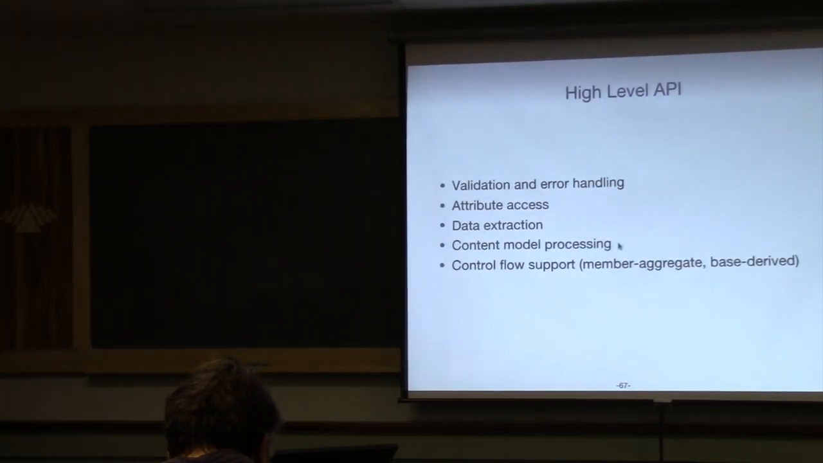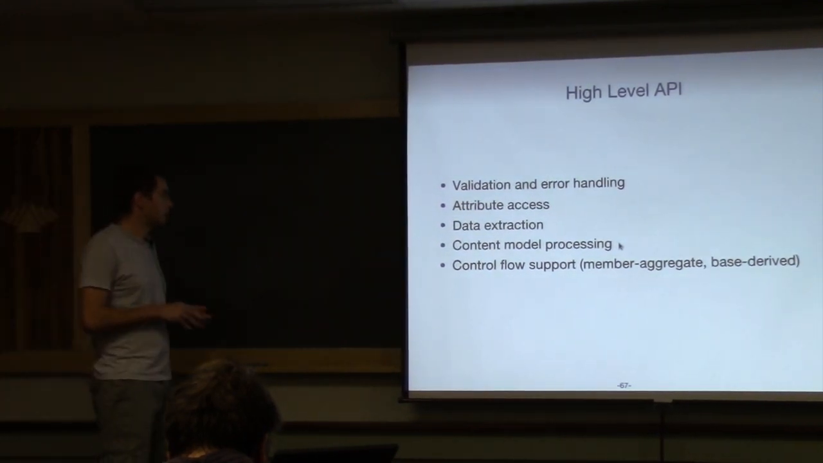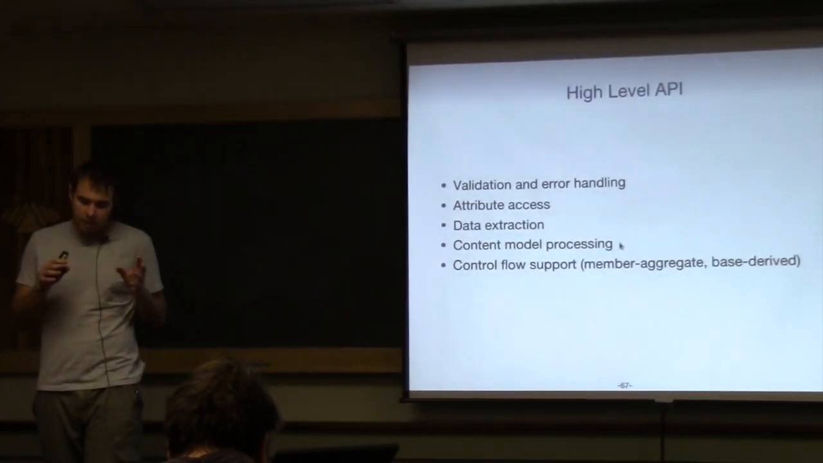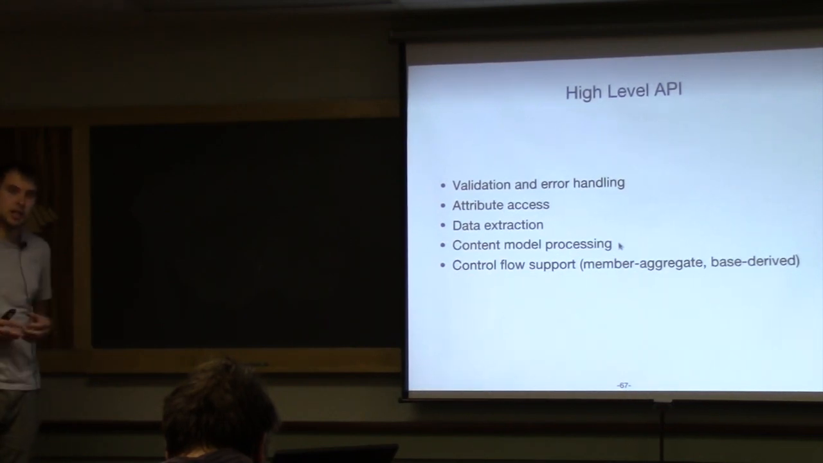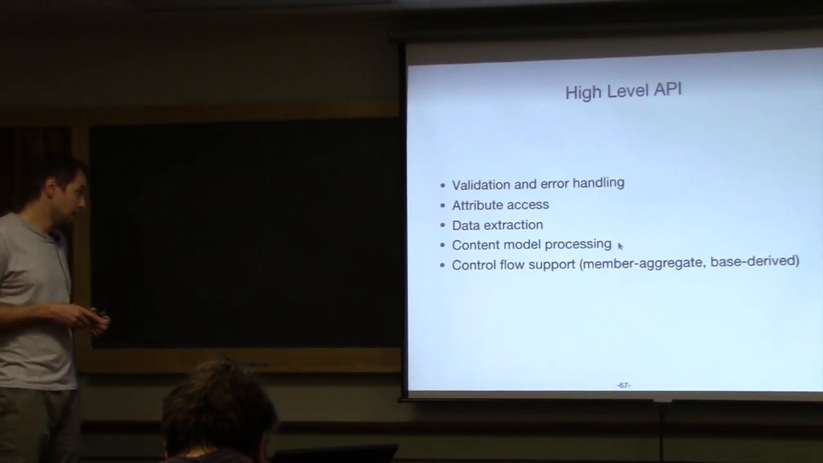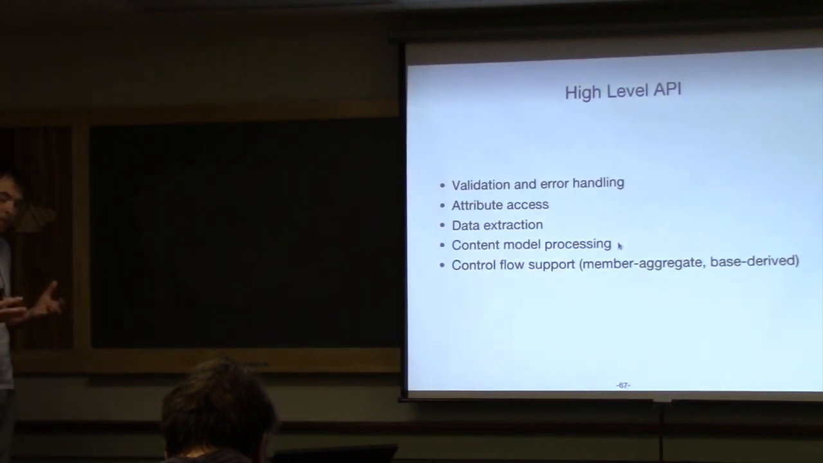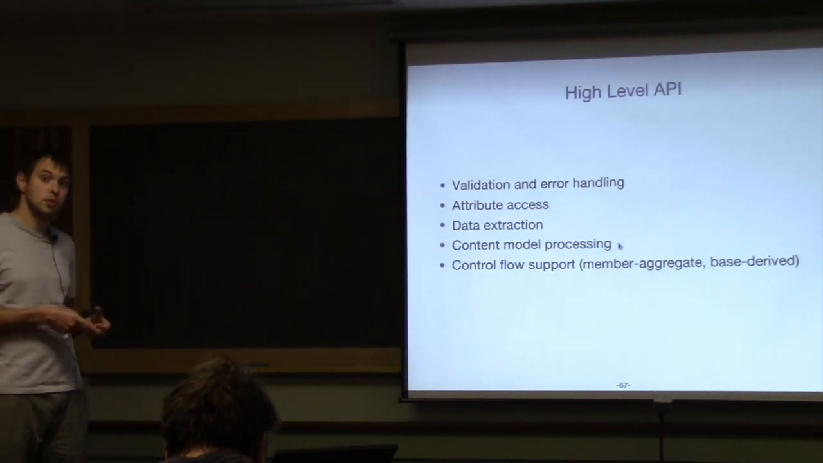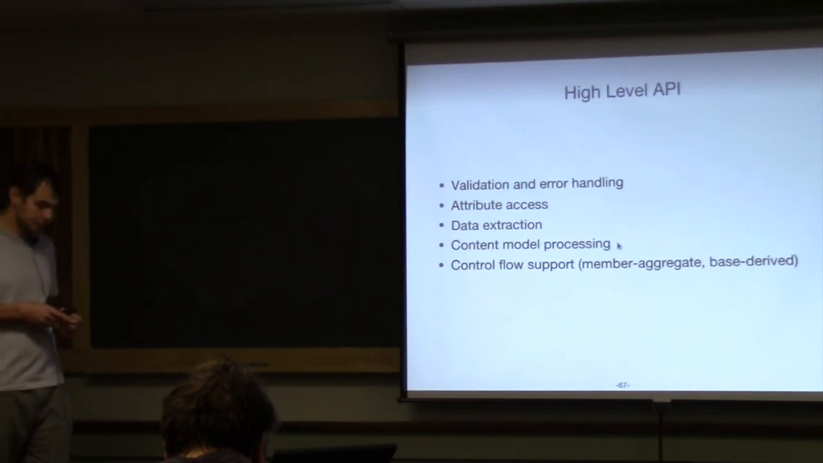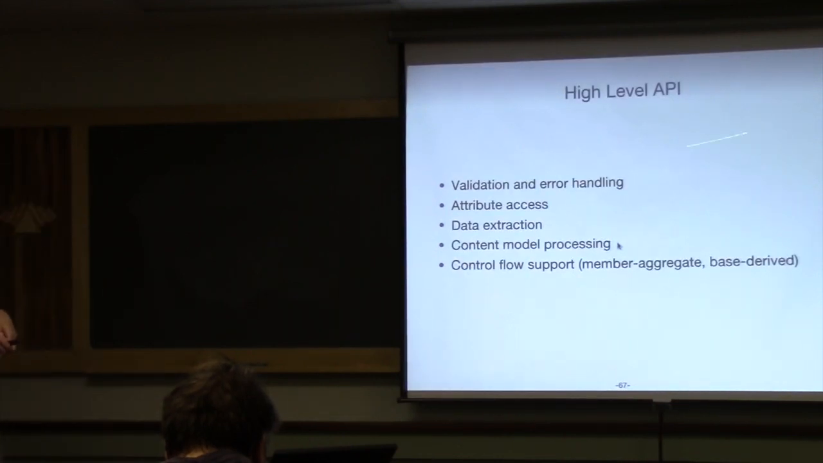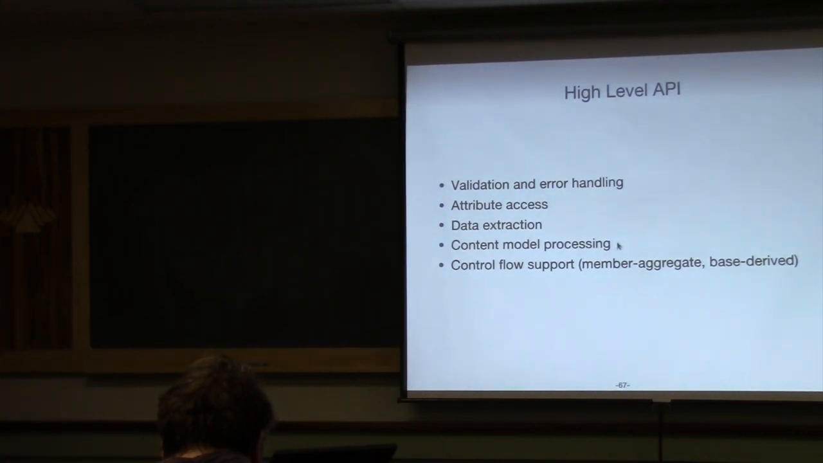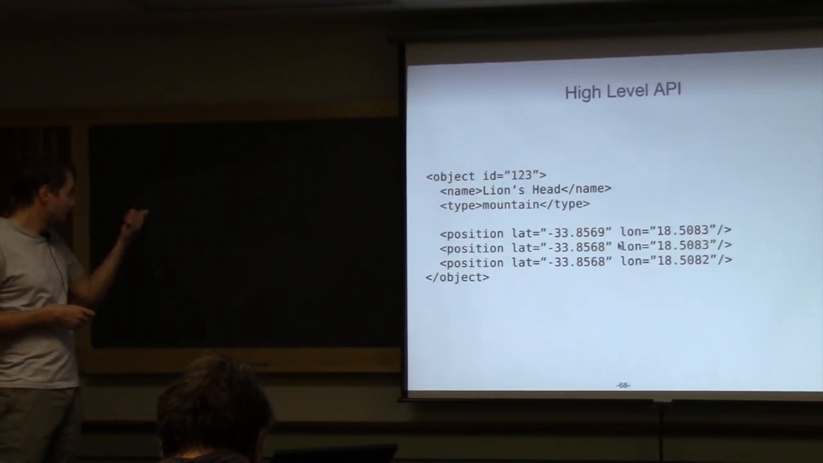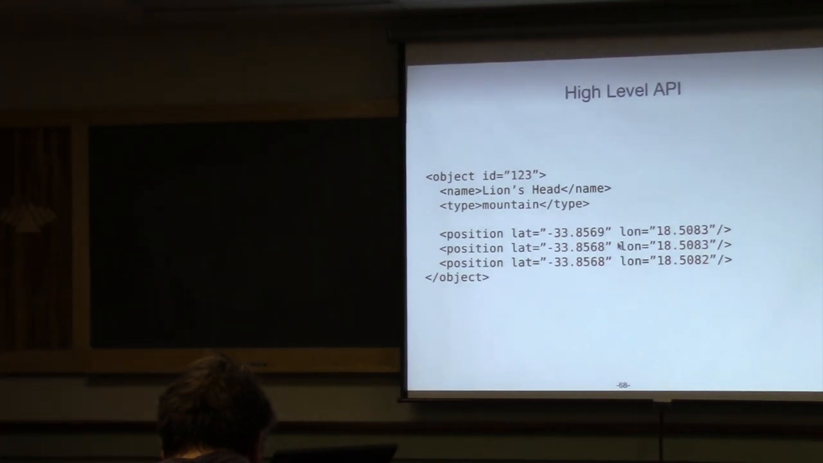Okay. So that was pretty low-level XML work that we had to do. The main point about what we've done up till now is that we didn't really care what data is stored in XML or even which XML vocabulary we are dealing with. But once we start parsing a specific XML vocabulary and try to do something useful with the data, this API will become pretty painful. The reasons are listed here: validation and error handling, attribute access, data extraction, content model processing, and control flow. So let's examine each one of these using this object position vocabulary as a test case.